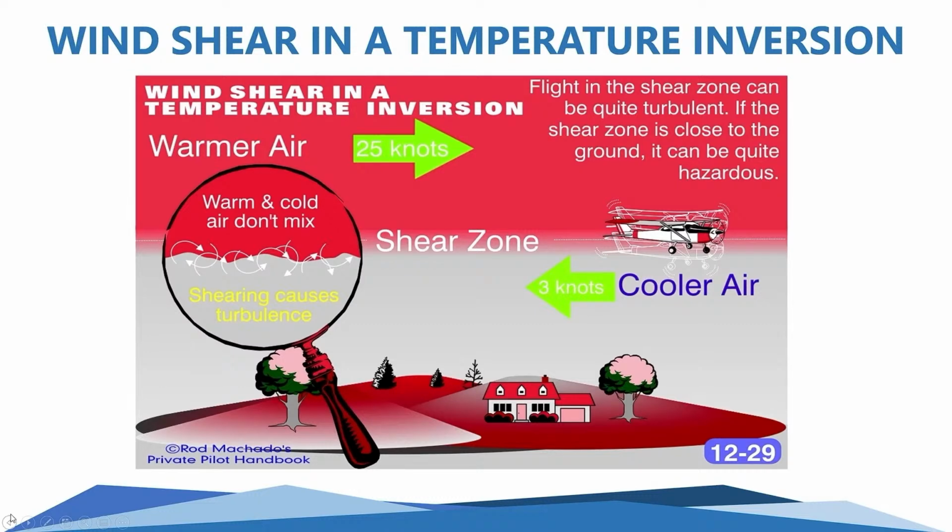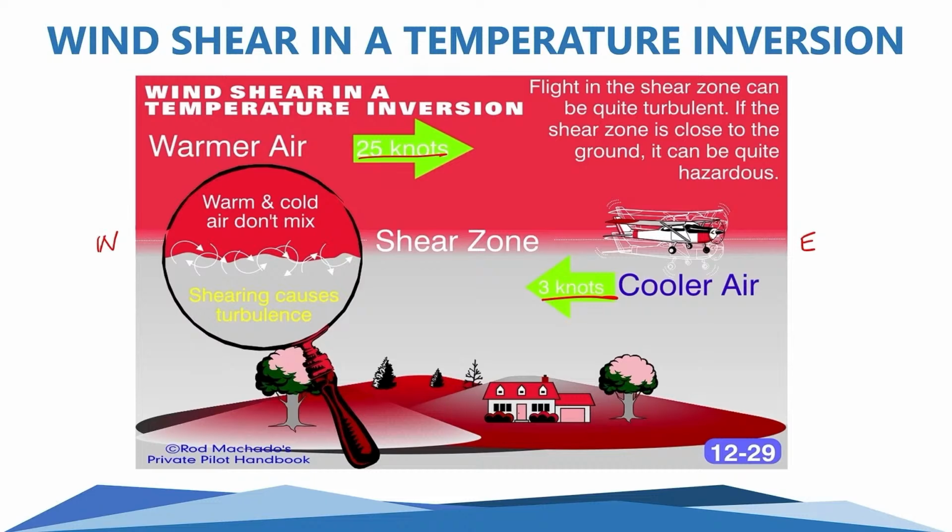So we can see this example of wind shear here, where in the cooler parcel of air, the wind is going 3 knots, and I'm just going to say, for simplicity's sake, from the east to the west. And in the warmer parcel of air, it's completely shifted direction and speed. Okay, it's moving at 25 knots from the west to the east in this case. Okay, that would be wind shear.